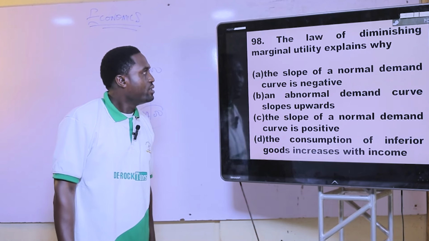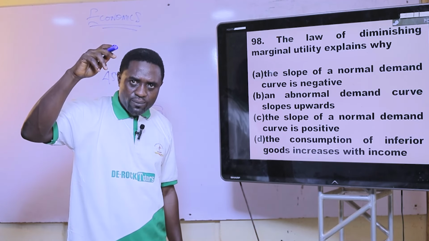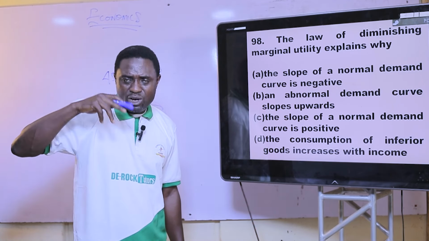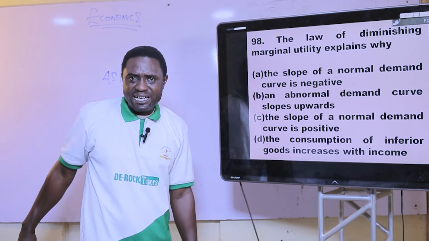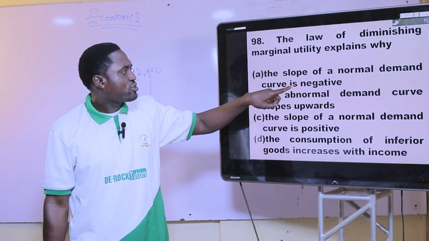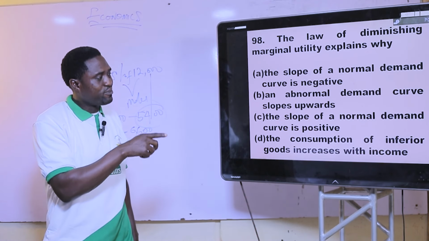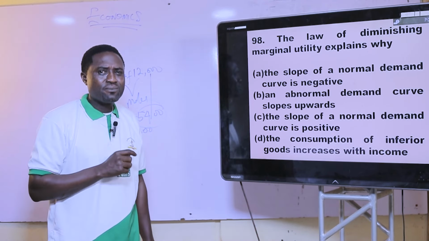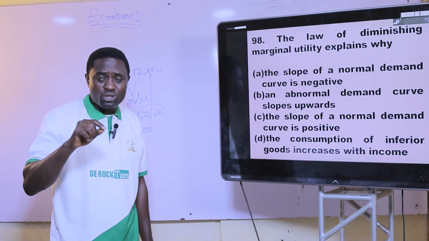98. The law of diminishing marginal utility explains why, because as you consume more, marginal utility decreases. Like I described in the first part, when total utility is increasing as you consume more, marginal utility will keep decreasing until it gets to zero. After getting to zero, it will start declining, it will enter negative. So the law of diminishing marginal utility explains why the slope of a normal demand curve is negative. An abnormal demand curve slopes upwards. The consumption of inferior goods is an example. We will know from this option that the slope of a normal demand curve is negative, is the perfect answer. Because if you look at the equation of demand, you can write it as QD = A - BP.